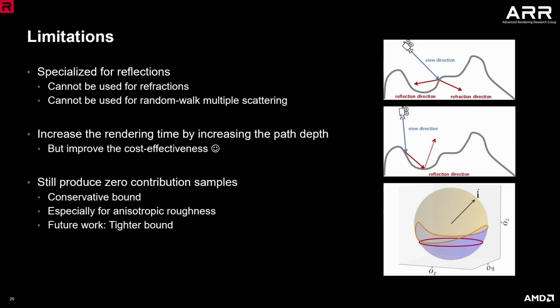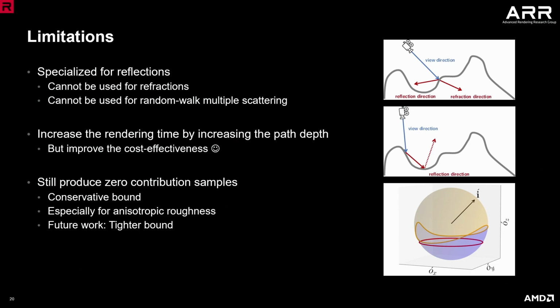Now, let's move on to the limitations and conclusion. First, our method is specialized for reflections. It cannot be used for sampling refraction direction. Also, it cannot be used for random walk multiple scattering algorithm, since our method cannot sample reflection directions in the lower hemisphere.